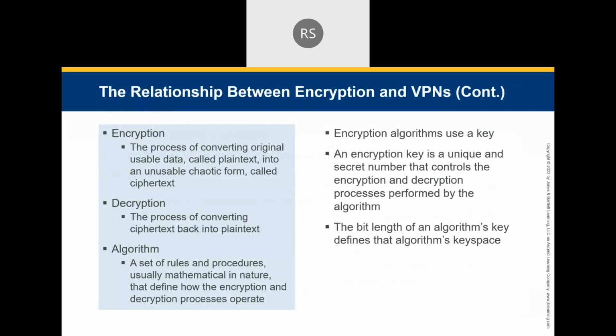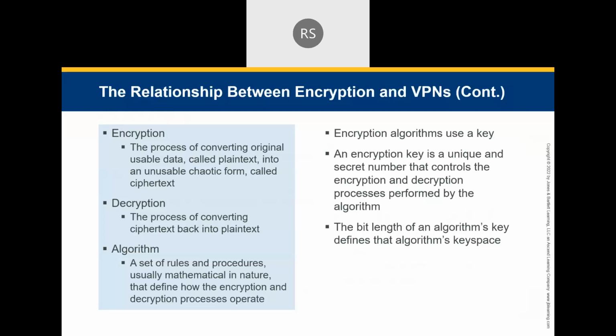So with the relationship between encryption and VPNs, we'll define encryption as the process of converting original usable data, which is plain text, into an unusable, chaotic form called ciphertext. So you're taking what is easily read and you're making it unreadable. Decryption is the process of converting the ciphertext back into the plain text. Now, this does require the use of a specific decryption key that's used to restore that original data.